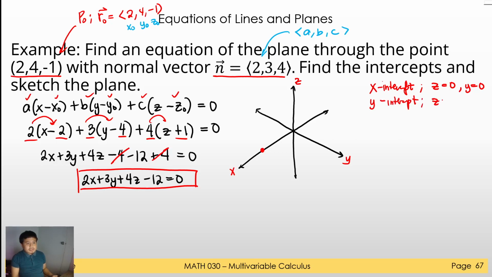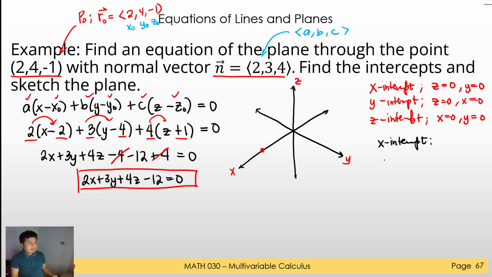This will be z is equal to 0, and then x is equal to 0. And then for the z-intercept, we have x is equal to 0, and then y is equal to 0. So for the x-intercept, let's solve for the x-intercept first.